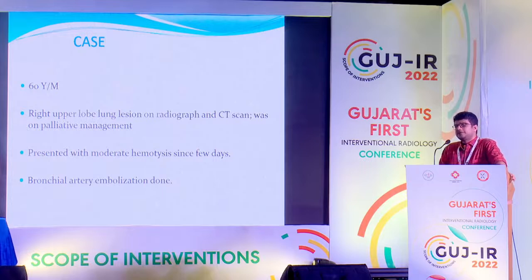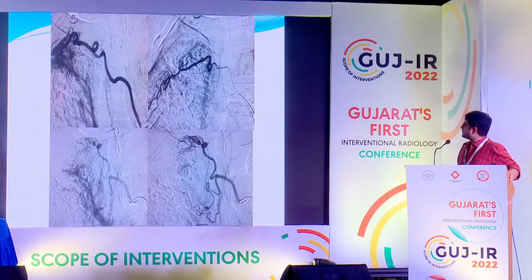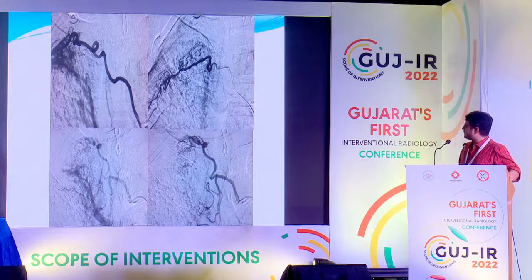After GI, coming to the chest, this is a case of hemoptysis in a lung mass. CT showed a right upper lobe lung mass. Patient was on palliative management, had moderate hemoptysis. So this was a bronchial artery angiogram, and we can see the large bronchial arteries and the intercostal arteries with arteriovenous fistula, bronchial artery to pulmonary vein.